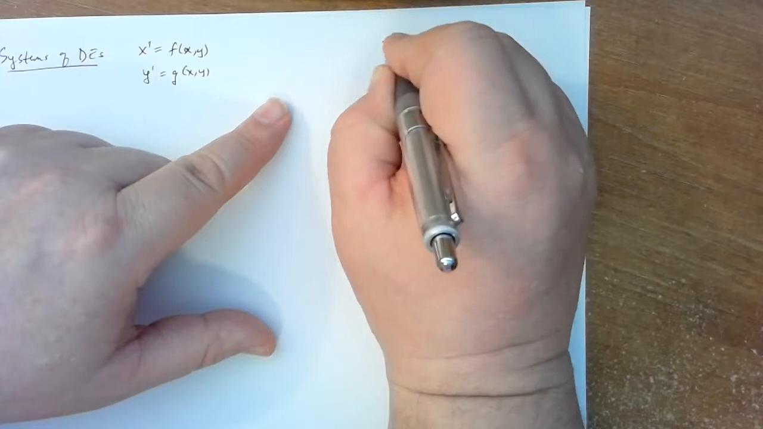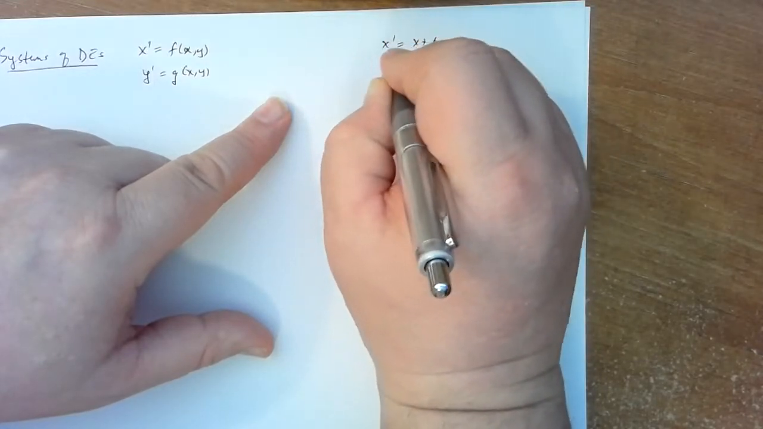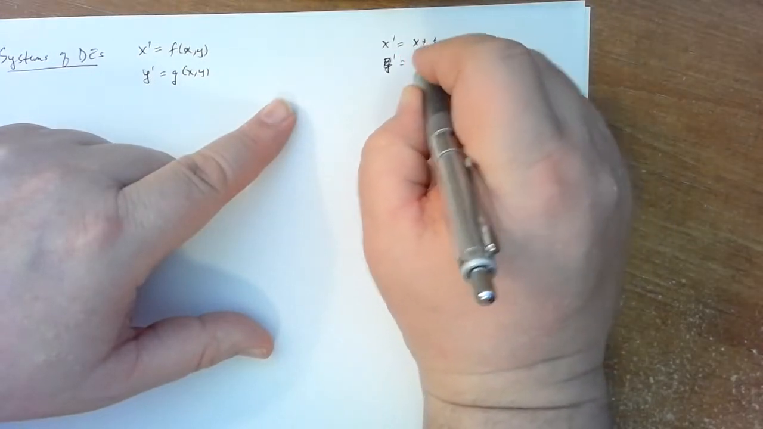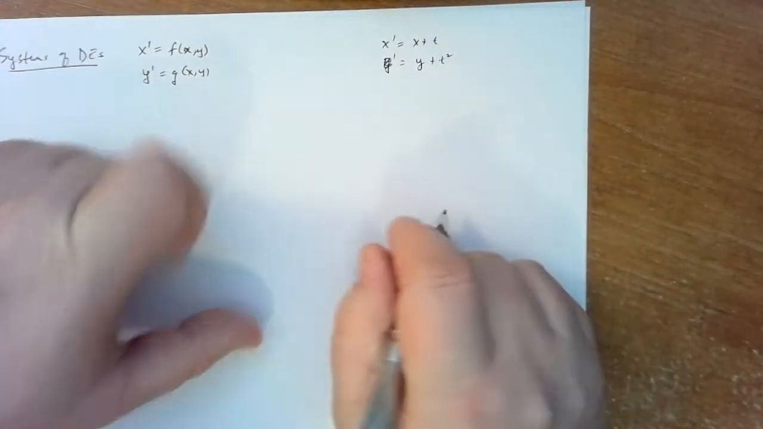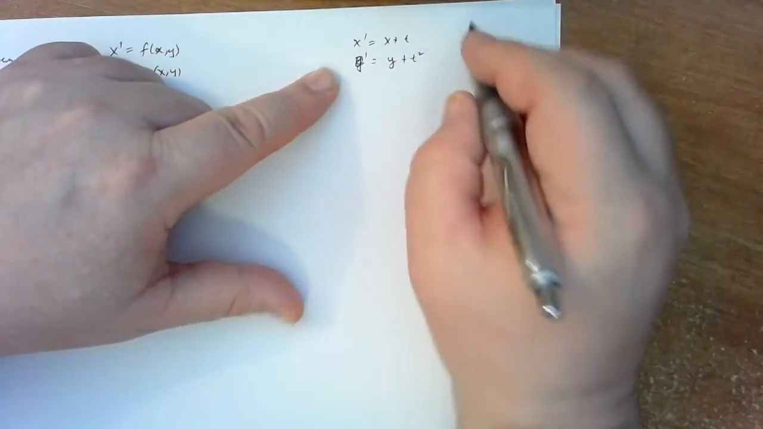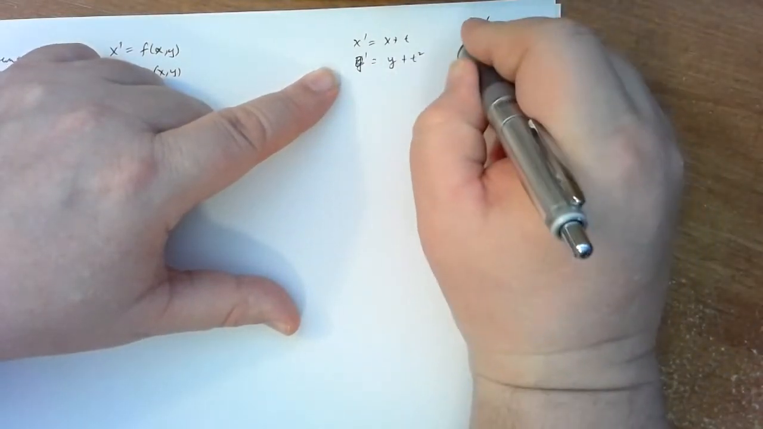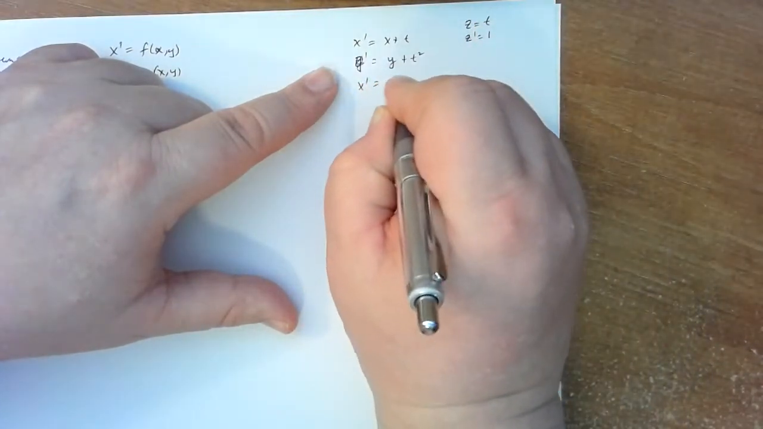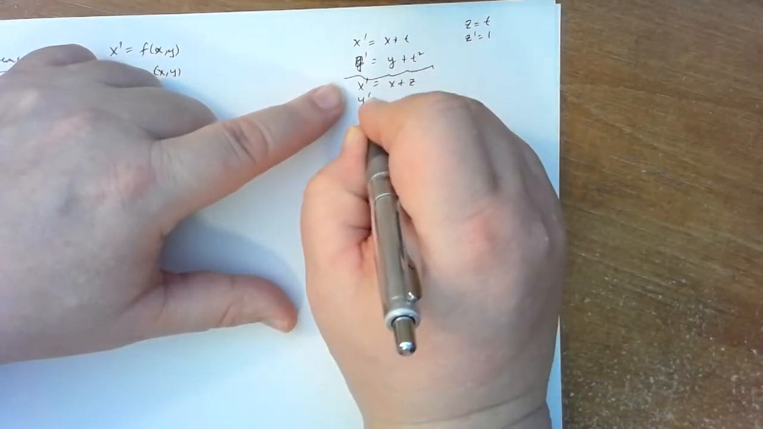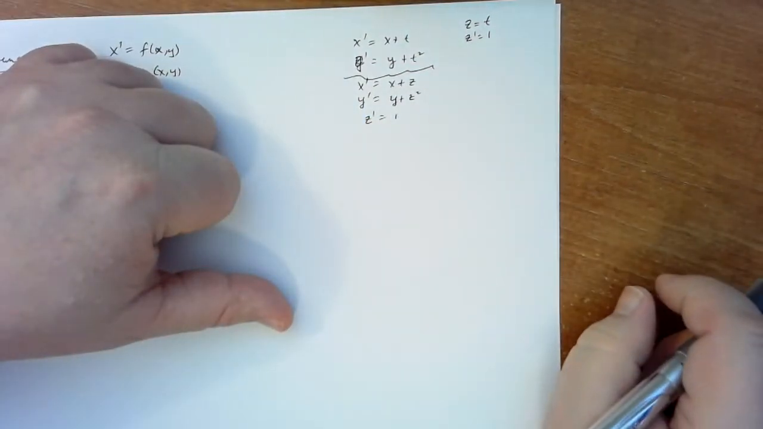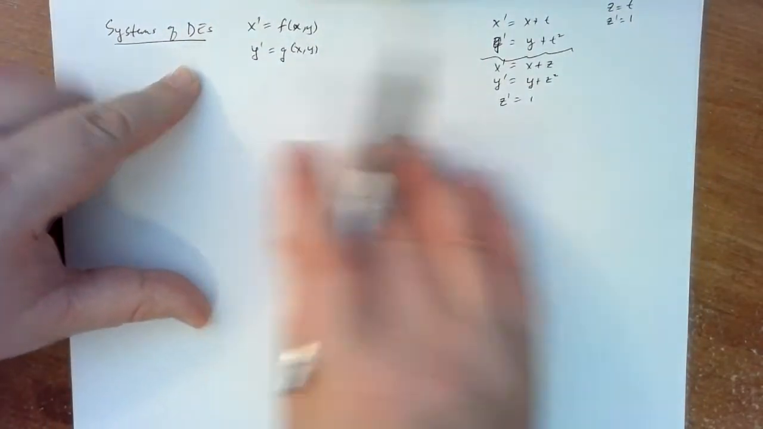If I had something like x prime equals x plus t and y prime equals y plus t squared, just for an example, then you might think it's cheating, but you can just write t as a new variable. Just let z be equal to t, so that z prime is just equal to 1. And so then you would have x prime equals x plus z, y prime equals y plus z squared, and z prime equals 1. Okay, and so it is possible then to write our system just as an autonomous system.